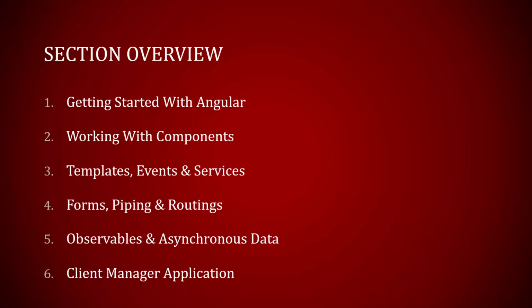Section 2 will be all about components. What are they? How do we create them? Section 3 will be about templates, events, and services. Section 4 will be on forms and user interaction, piping, and also the router. And Section 5 will be on observables and asynchronous data, how to get data from another JSON API, stuff like that. And then Section 6, we'll put it all together and we're going to build a client manager application.